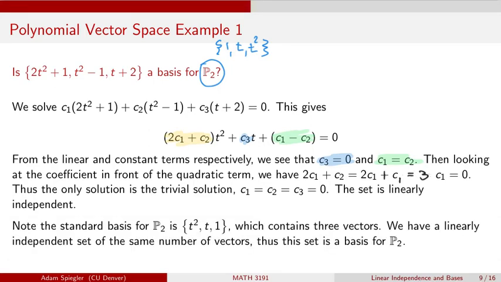And moreover, this set of vectors has three vectors in it, which is the same number of vectors that we needed to get a basis for P2 using the standard basis t squared, t, and 1. So we have a set of vectors that has the same number of vectors as the standard basis that we previously found and is linearly independent. Therefore, this set of three vectors does give us a basis for P2.